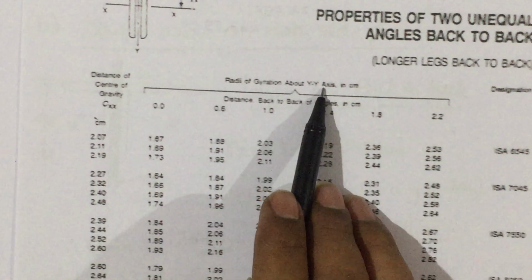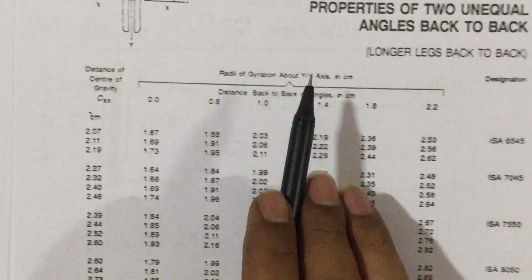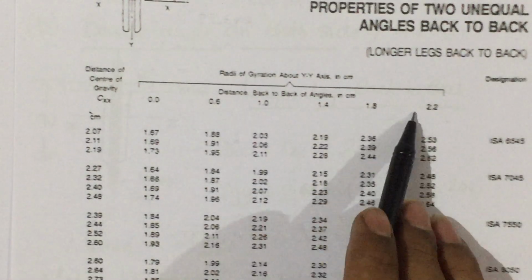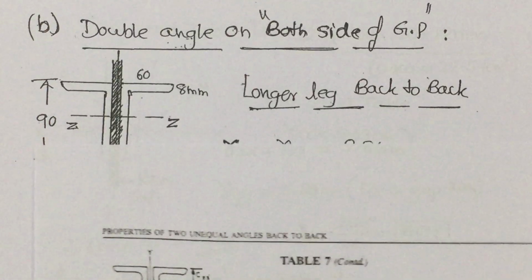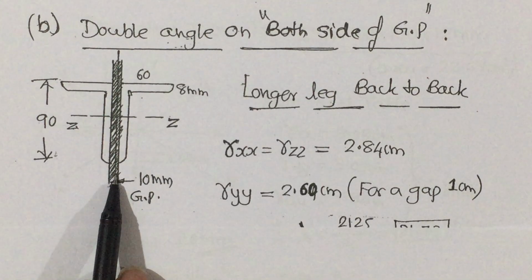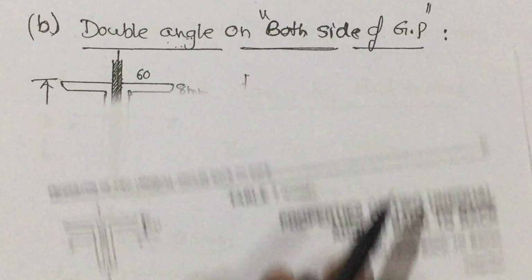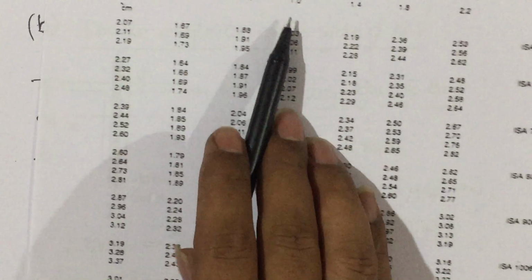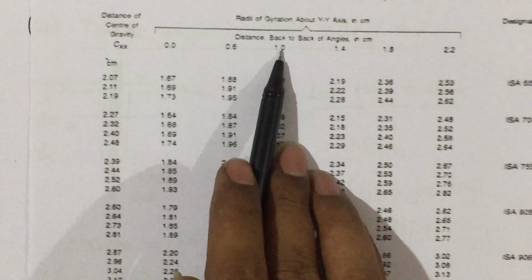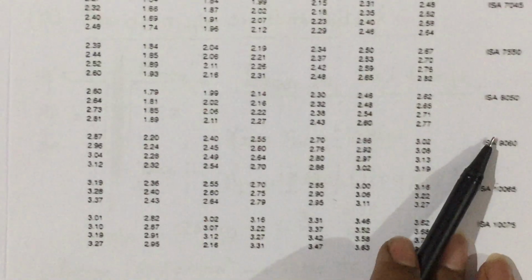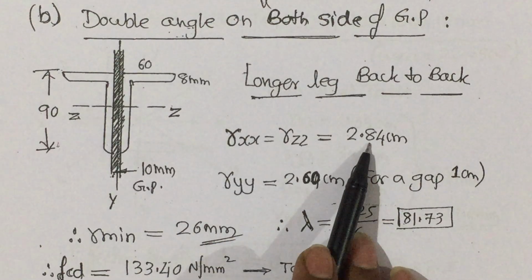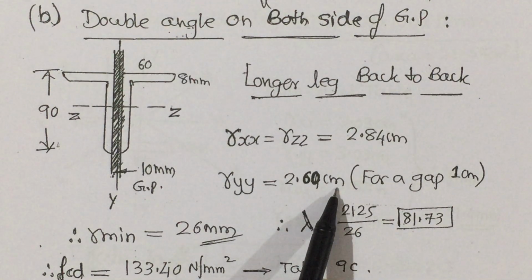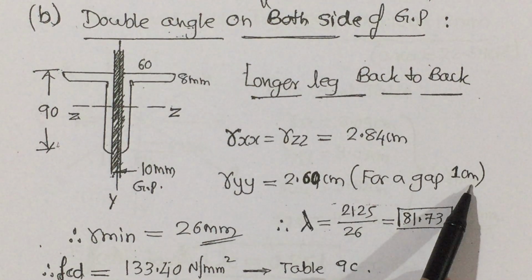For the radius of gyration about the YY axis, that is RYY, here depending upon the distance between the legs, how much is the distance we have now? We have the gusset plate here, the gusset plate is 10 mm gap, so that is 1 centimeter. For 1 centimeter gap, and for ISA 90 by 60 by 8 mm, we have the value of 2.6. So RXX is 2.84 centimeter, RYY is equal to 2.6 centimeter for 1 centimeter gap.